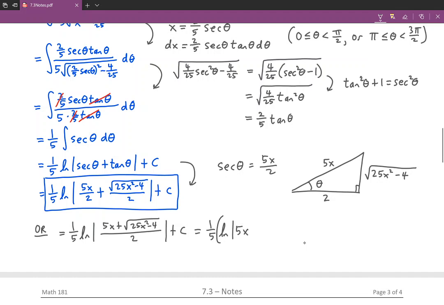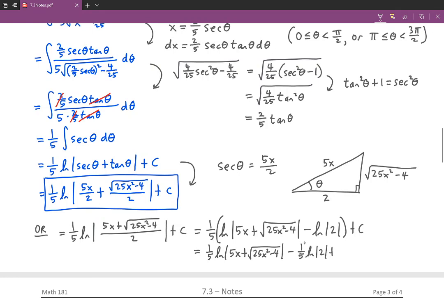So we'll have 1/5 times open paren ln absolute value of 5x plus the square root of 25x squared minus 4. That was a bad 4. Let me rewrite that. 4. Close the absolute value, then put a minus, and then put ln absolute value of 2 plus c. Now if we distribute the 1/5, we'll get 1/5 ln absolute value of 5x plus the square root of 25x squared minus 4 minus 1/5 ln absolute value of 2 plus c.